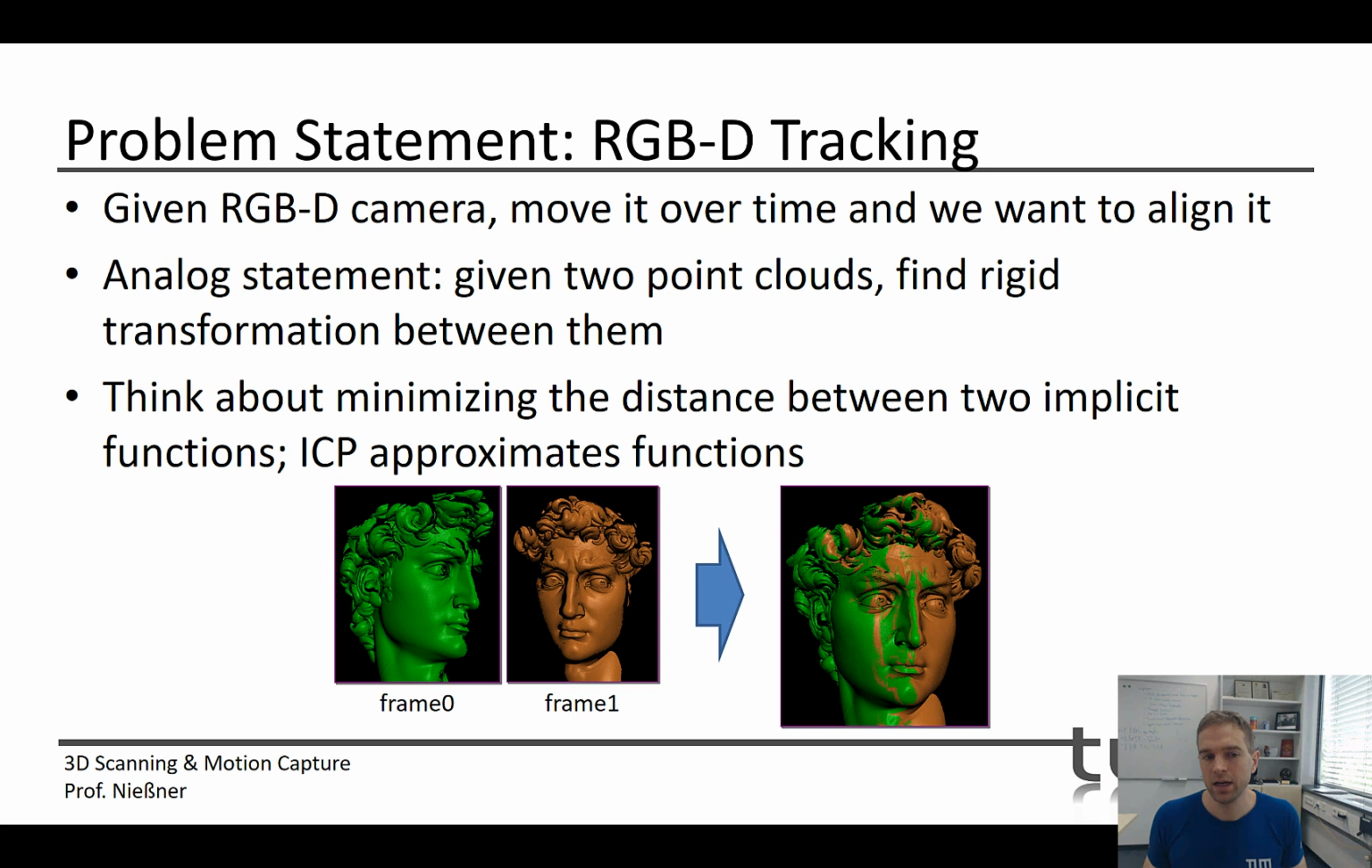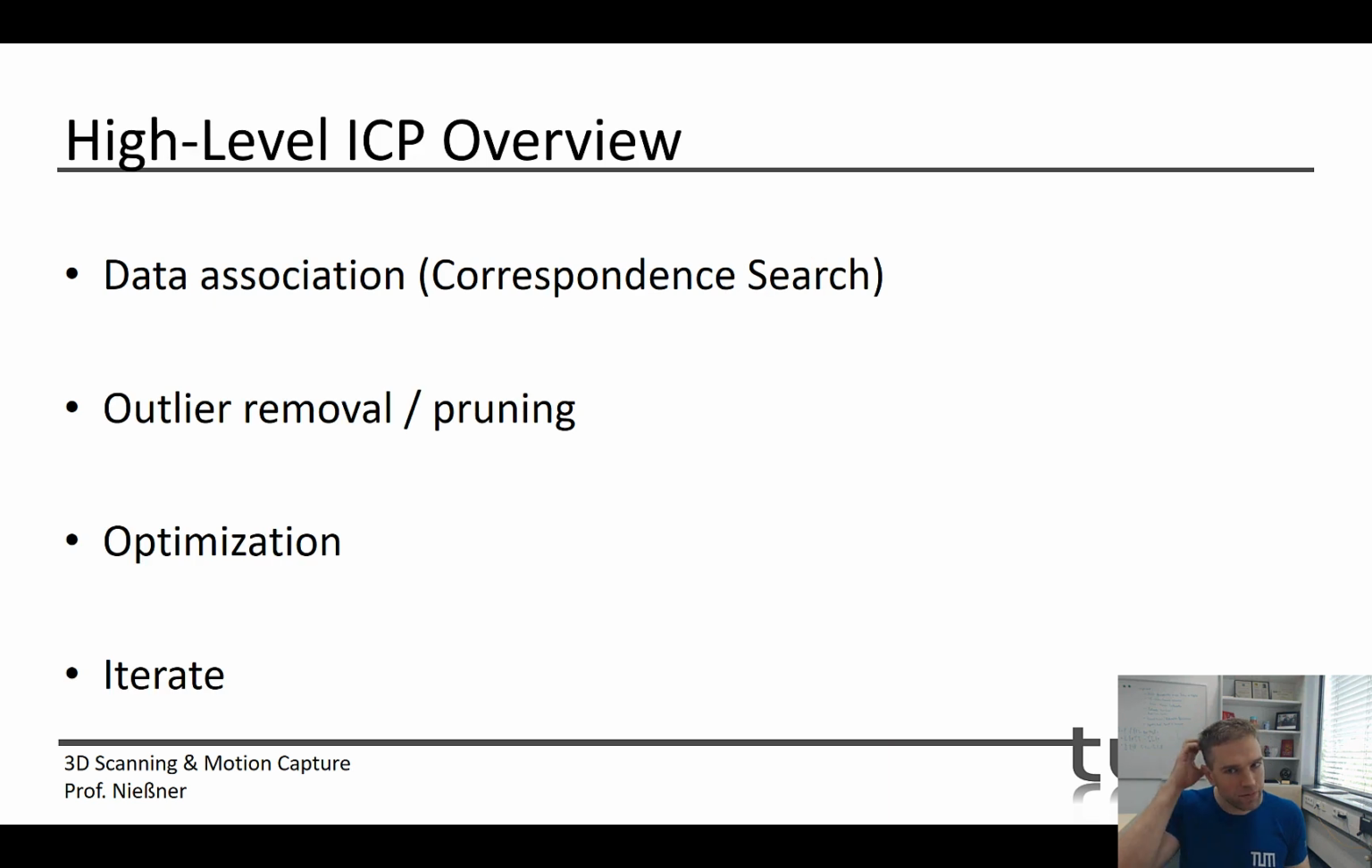Like I already mentioned, we're going to use this ICP method, iterative closest points. ICP is basically this problem statement: we have two point clouds, and we're trying to find a transformation between them. The high-level overview is that you first find some correspondences. Once you have correspondences, you do some form of outlier removal or pruning. Then you run an optimization based on the correspondences you found, getting an initial transformation T that is optimal relative to these found correspondences. And then you iterate.